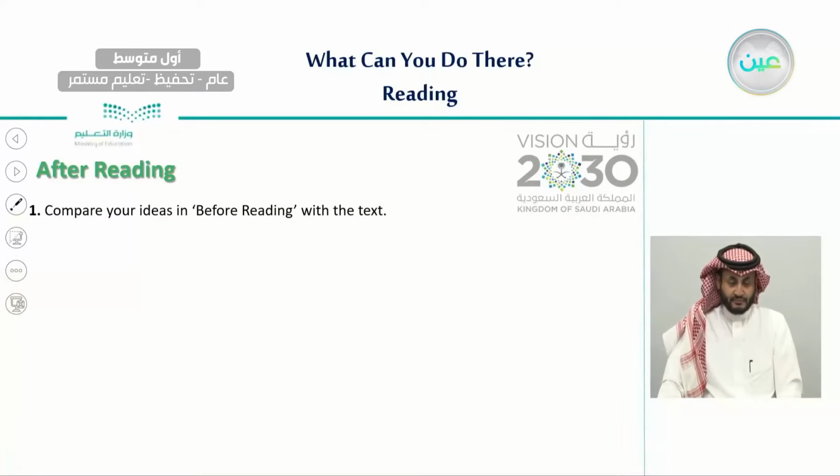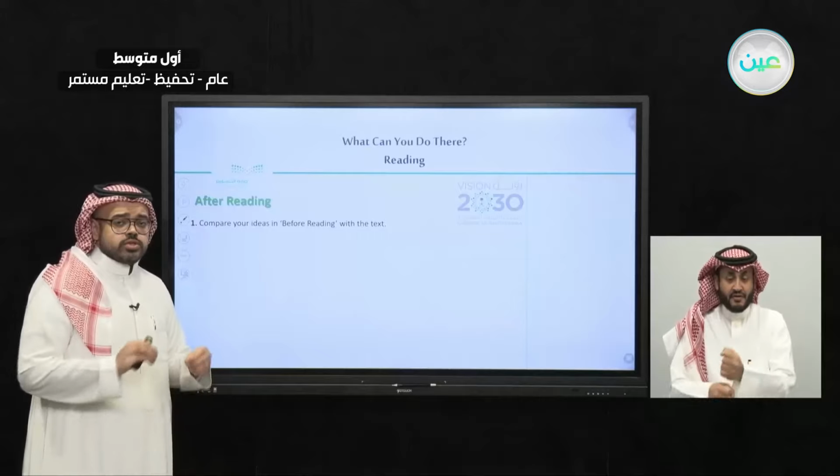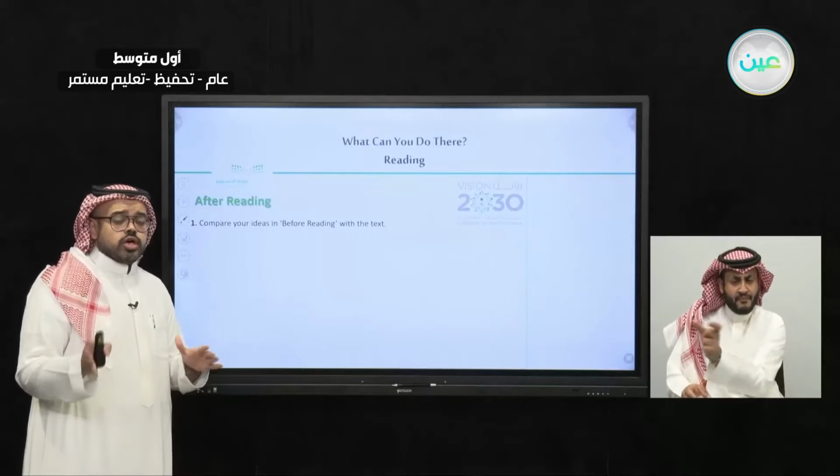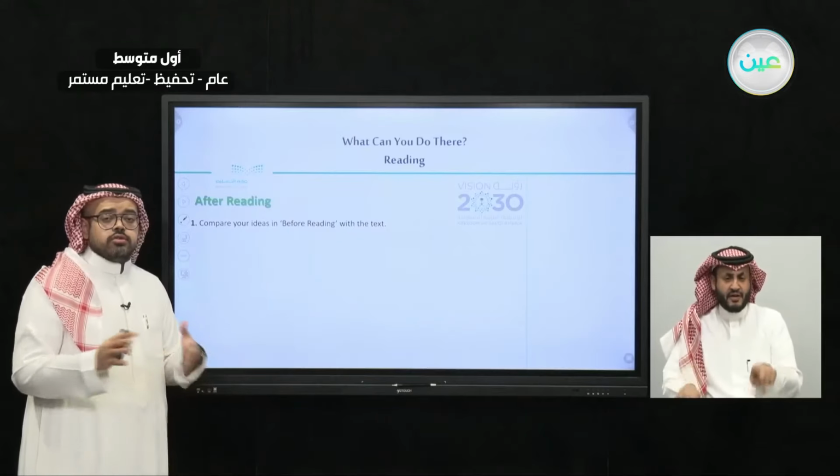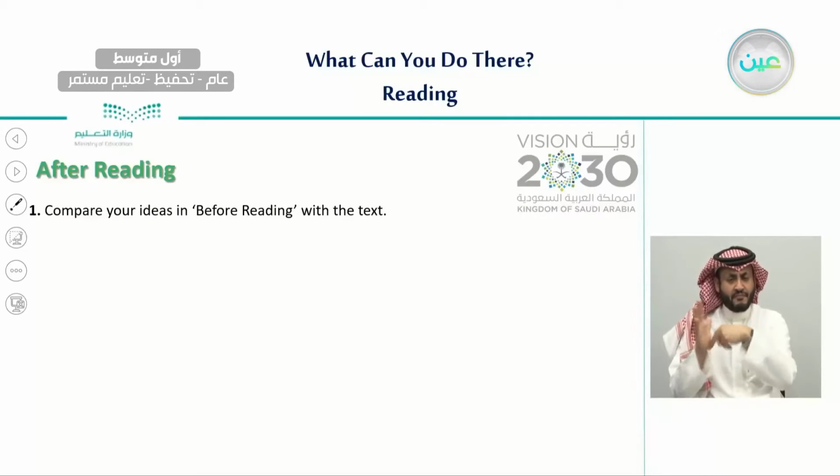So now, compare the ideas that you already wrote before reading the text, as we did. Just list the words that you already wrote, and also try to compare them with the ideas that are written in the text. You will see certain similarities between them. Now, a couple of questions. Here we have talked about certain words that may be new to you.